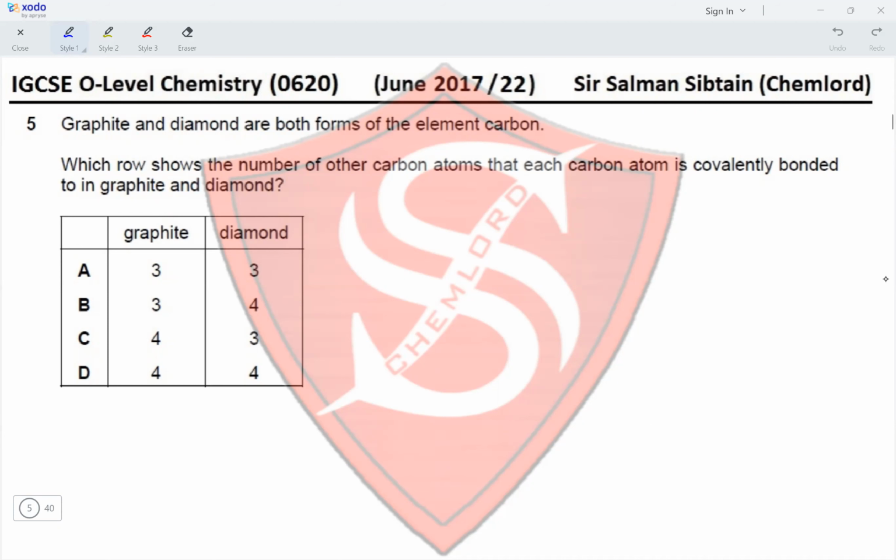Since graphite has three carbons forming covalent bonds, this eliminates options C and D. And since diamond forms four covalent bonds, it eliminates option A and makes option B the correct option for this question.